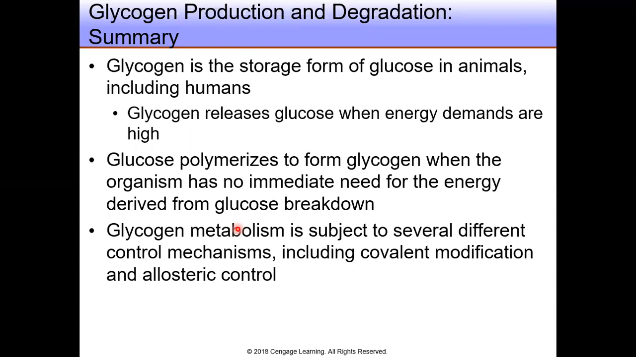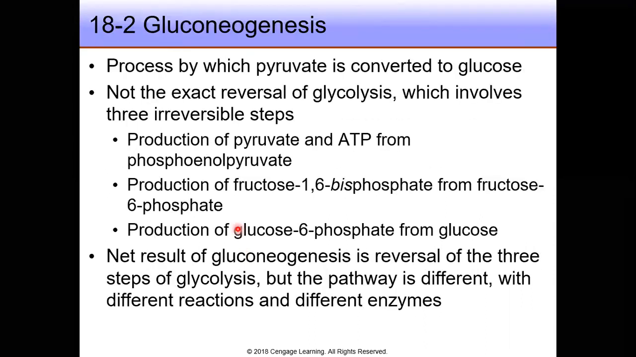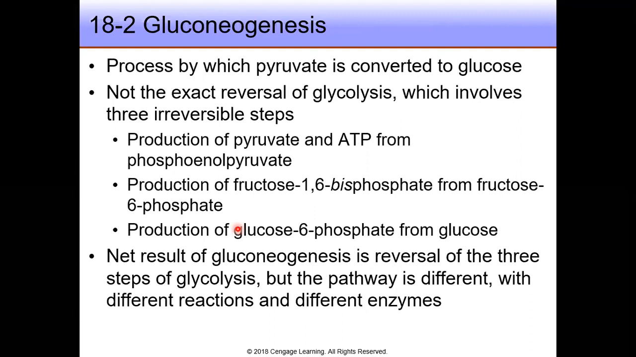And then we move to section 2, called gluconeogenesis, which is a process that produces glucose from pyruvate. Gluconeogenesis is the net synthesis of glucose from small non-carbohydrate precursors like pyruvate, lactate, glycerol, and the amino acid alanine. Gluconeogenesis is not the exact reversal of glycolysis.